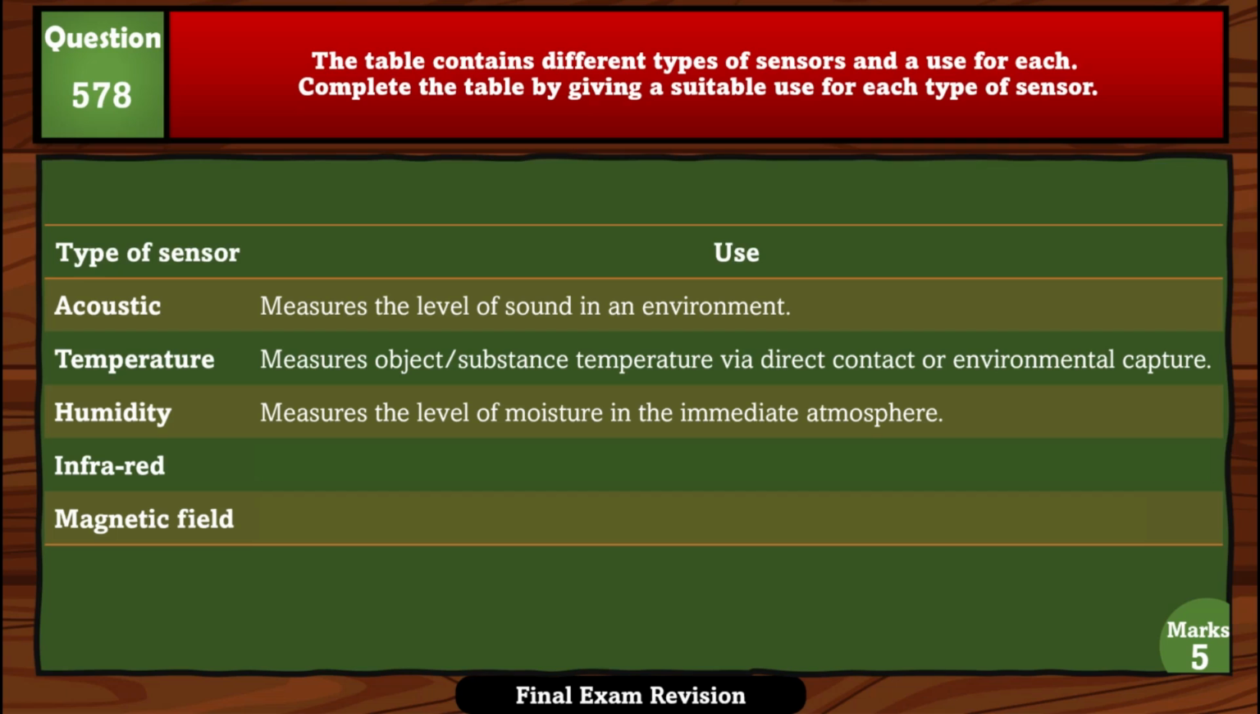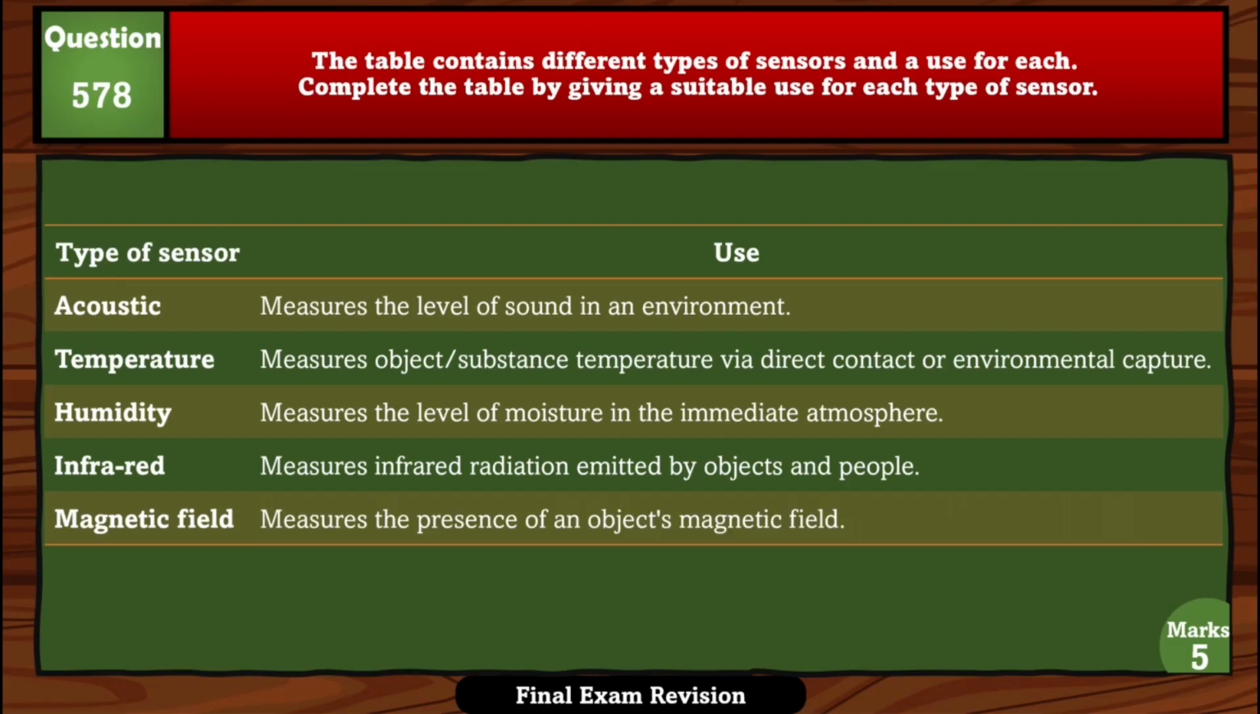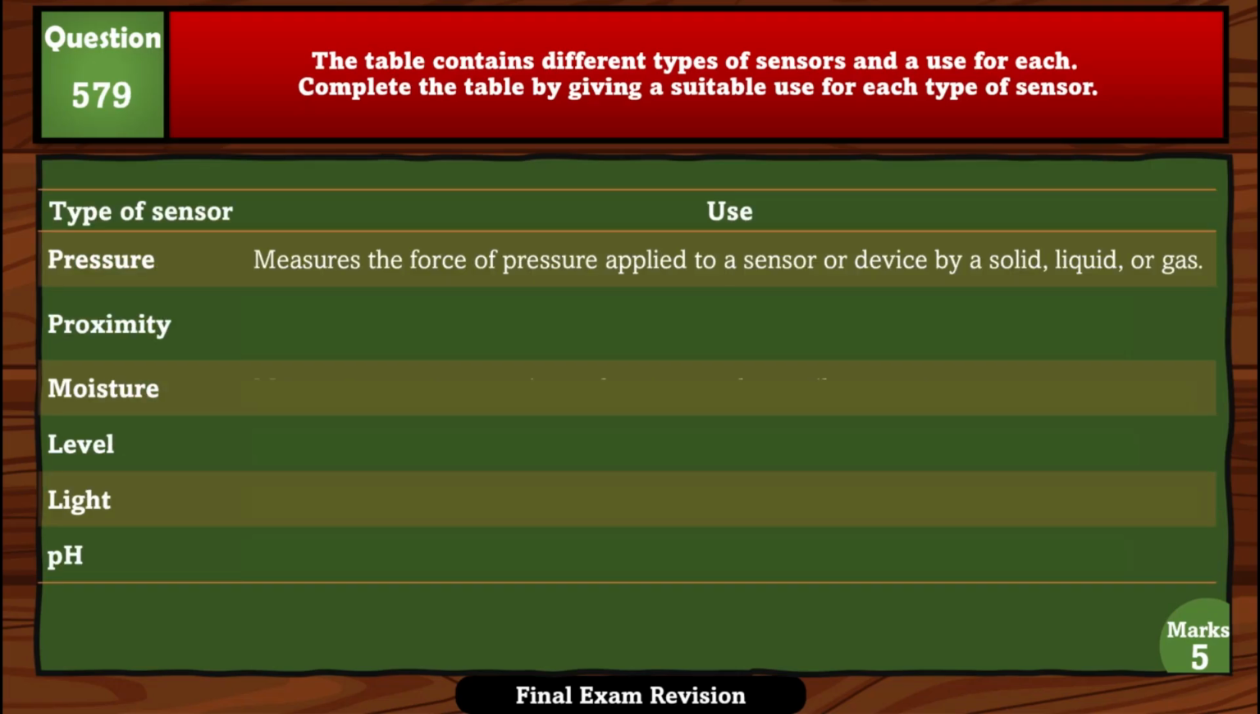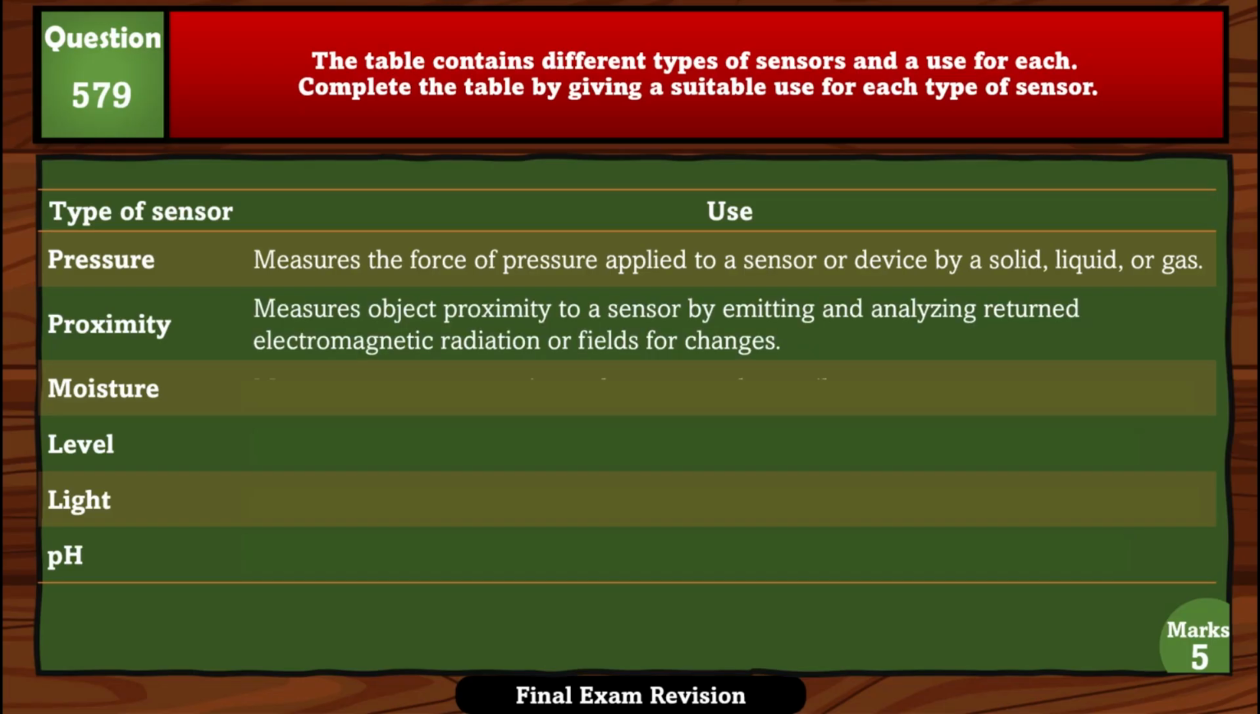in the immediate atmosphere. Infrared sensor measures infrared radiation emitted by objects and people. Magnetic field sensor measures the presence of an object's magnetic field. Pressure sensor measures the force of pressure applied to a sensor or device by a solid, liquid, or gas. Proximity sensor measures object proximity to a sensor by emitting and analyzing a return electromagnetic radiation or field for changes. Moisture sensor measures water content in a substance such as soil.